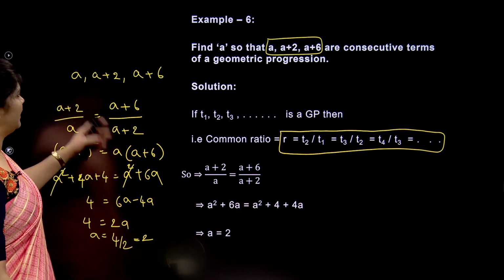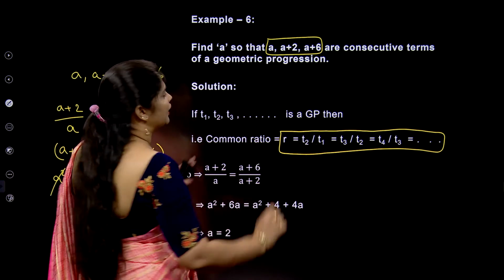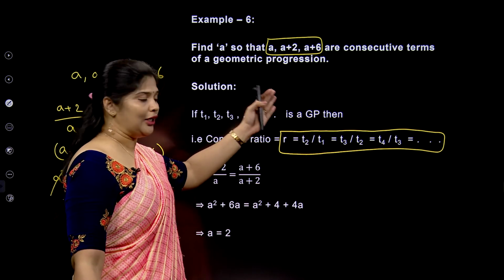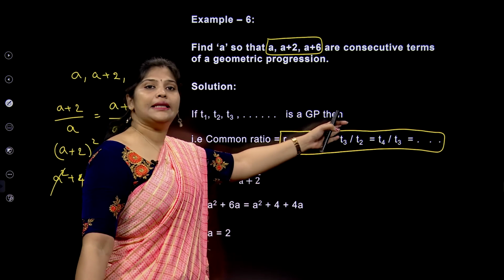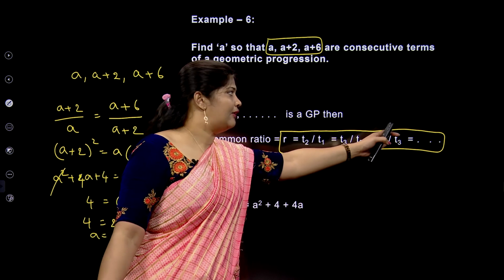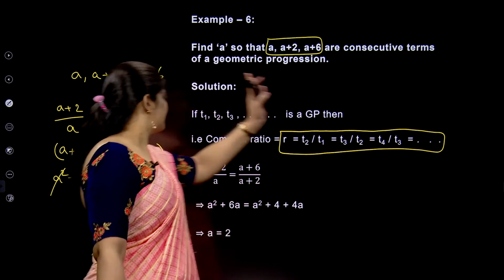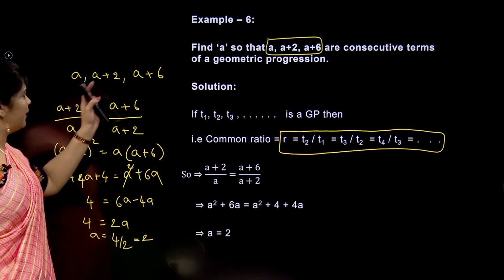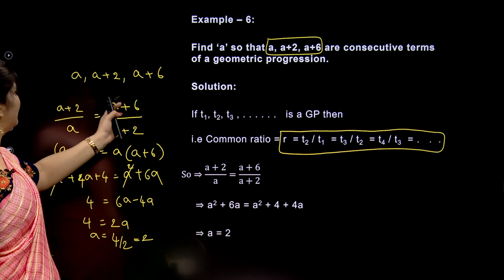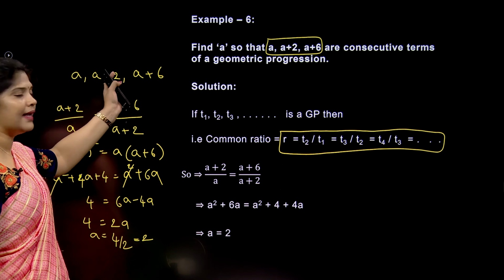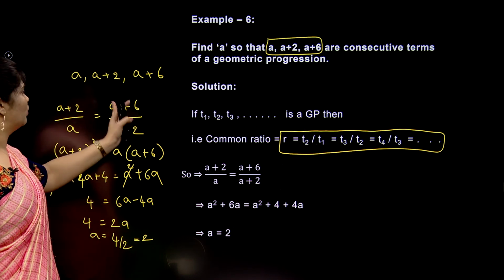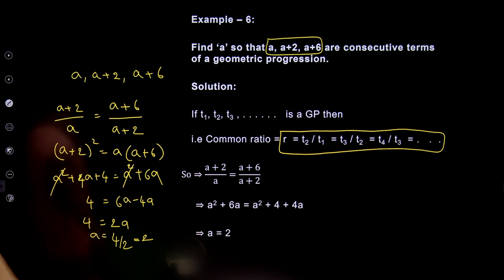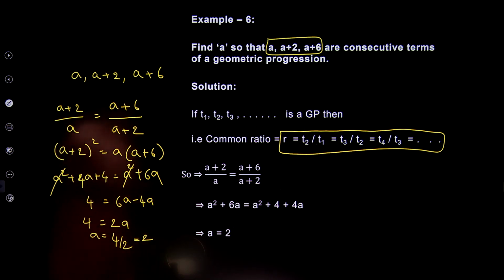Note down, children, if T1, T2, T3 is a GP, then the common ratio r equals T2 by T1 equals T3 by T2 equals T4 by T3. Same here, what is the second term? A plus 2, A plus 2 by first term A equals A plus 6 by second term A plus 2, that is A plus 6 by A plus 2. After solving the equation, we will get A equal to 2.